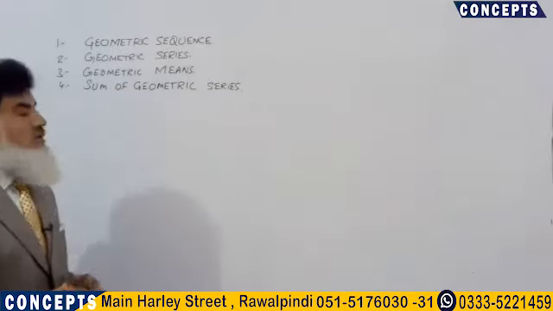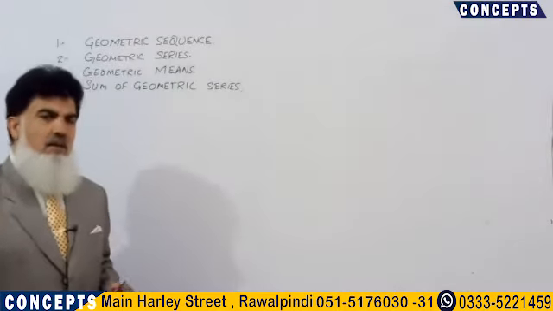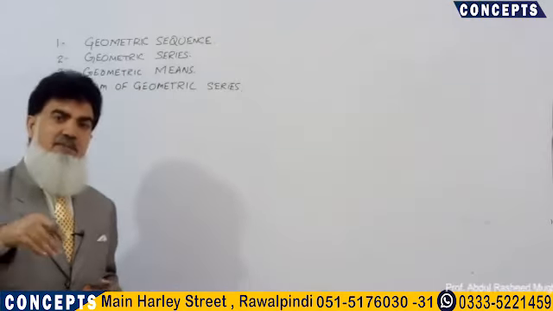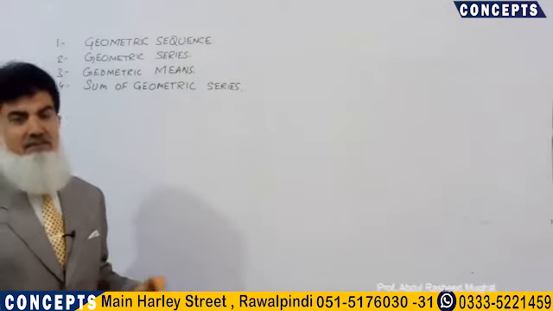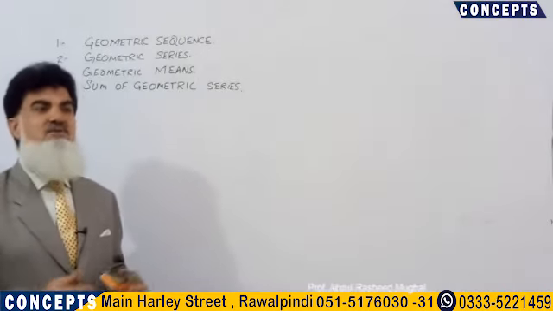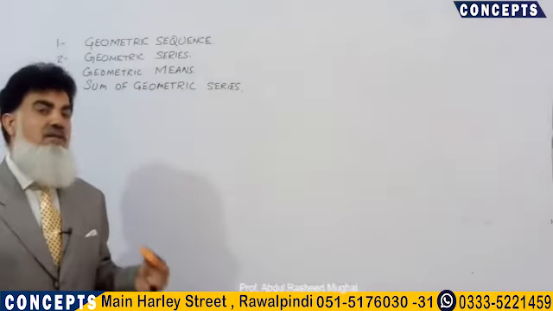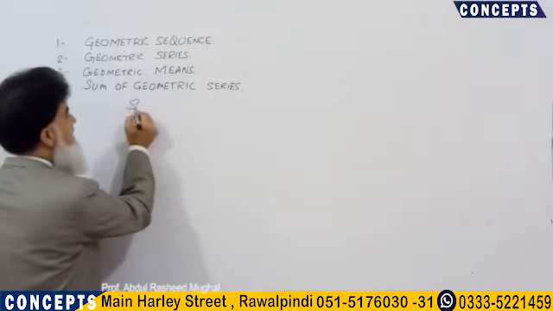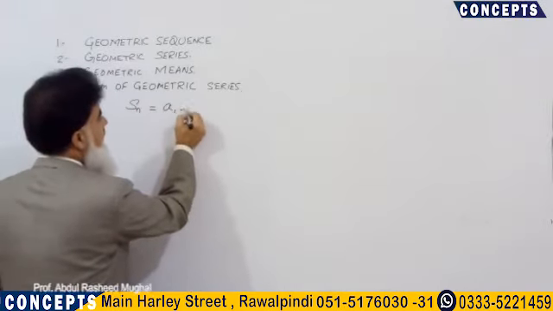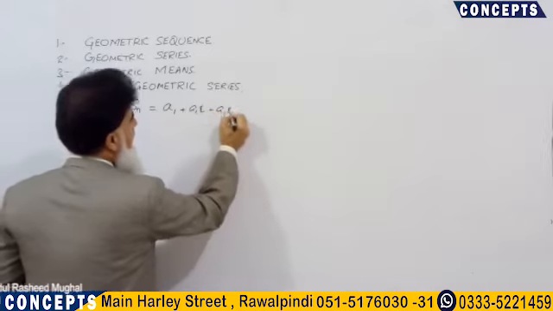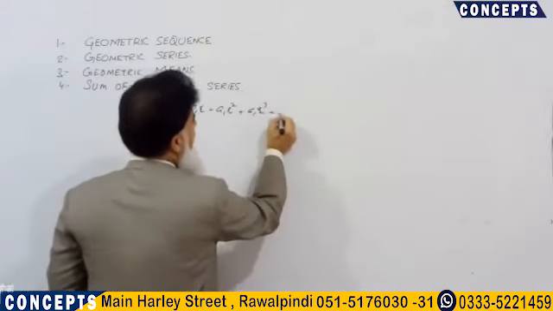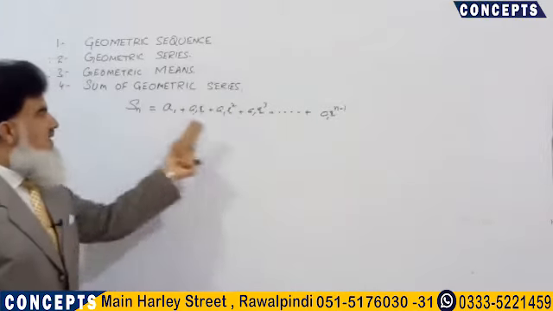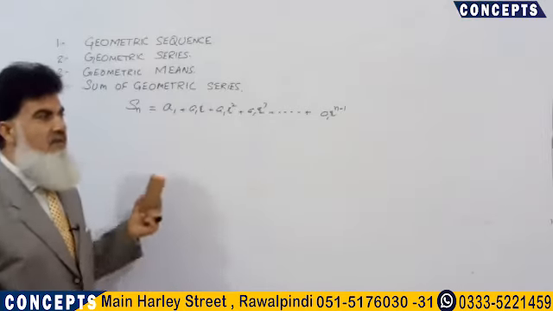Now the next topic is geometric series. The terms of the geometric sequence are separated by commas. If the comma is replaced by the sign of addition, that means if all the terms of the geometric sequence are added, then we get a geometric series. And the geometric series is represented by Sn equals A1 plus A1R plus A1R square plus A1R cube, and so on, up to A1R raised to n minus 1. This is the relation for the sum of a geometric series.